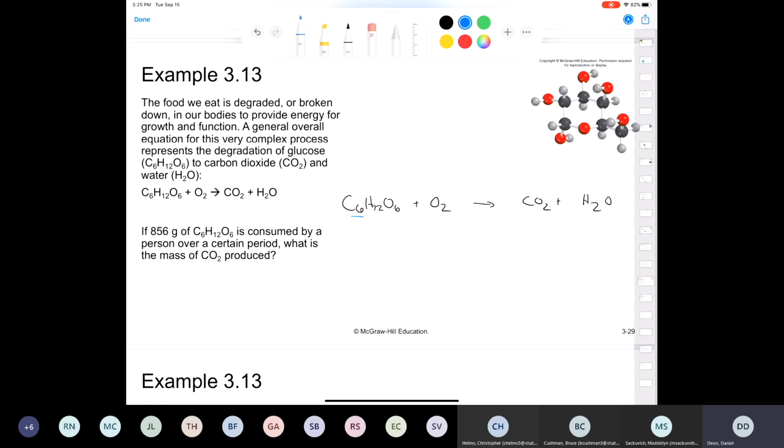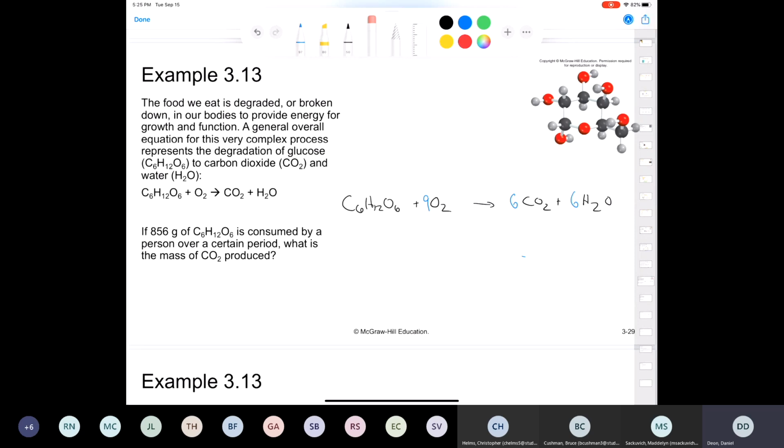Look, I have 6 carbons here, and I only have 1 in carbon dioxide. That means I need 6 here. I have 12 hydrogens here, and I have 2 here. What times 2 gives me 12? The answer is 6. Now I tally up all the oxygens on this side. I have a total of 12 plus 6, which equals 18. What times 2 gives me 18? And the answer is 9, like that. And so I balanced the equation. So here's my balanced equation for the combustion of glucose.